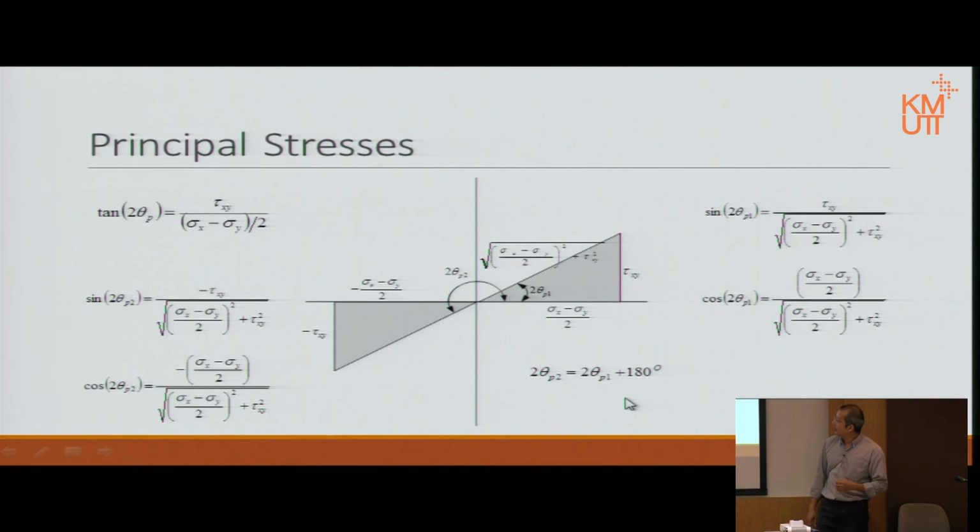The difference in the angle, if you look at the triangle, it's a straight line. Therefore, the difference between these two is 180 degrees, meaning the difference between theta is 90 degrees. Meaning, if you set one axis, don't forget x prime, y prime is also 90 degrees. When you turn the element up to one line, you get the maximum principal stress. The 90-degree line automatically becomes the minimum principal stress.